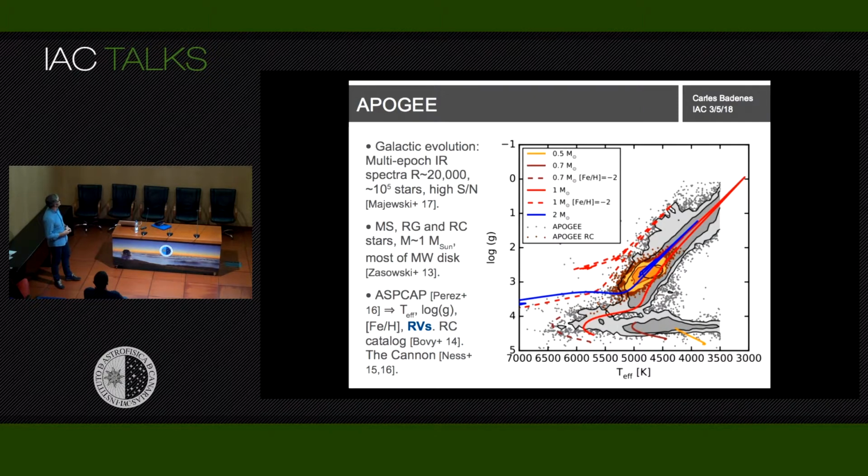statistics game. Okay, this is a Hertzsprung-Russell diagram of the APOGEE stars. You see that you have some main sequence here, and basically the red giant branch, almost all the way to the tip of the red giant branch, a log g of 0, and you can also see the red clump stars here. And this is what a 1 solar mass star would do along its evolution.